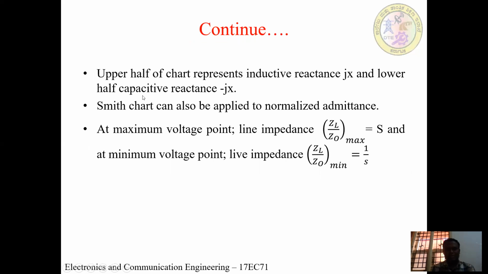In the Smith chart, the upper half of the chart represents inductive reactance, +jX, and the lower half represents capacitive reactance, -jX. The Smith chart can also be applied to normalized admittance. At the maximum voltage point, the line impedance will be S, and at the minimum voltage point, the line impedance will be ZL by Z0, that is, 1 by S. For the maximum voltage point, the line impedance is S.